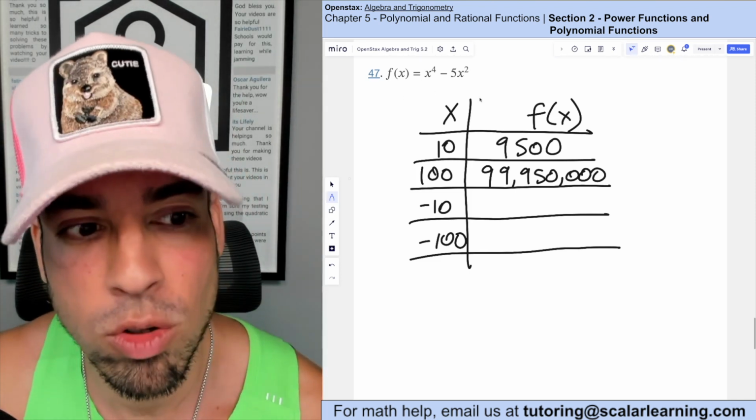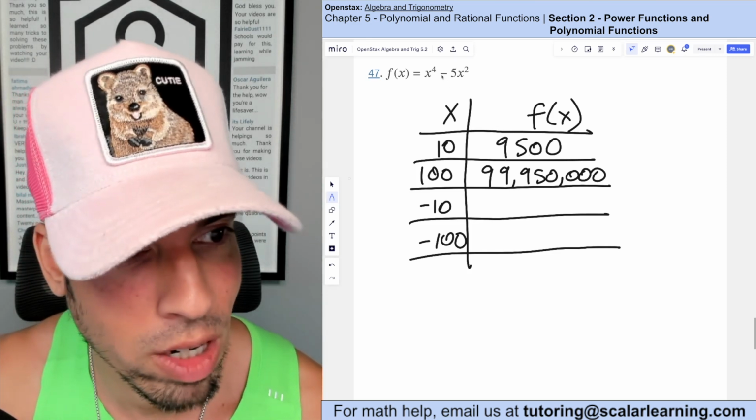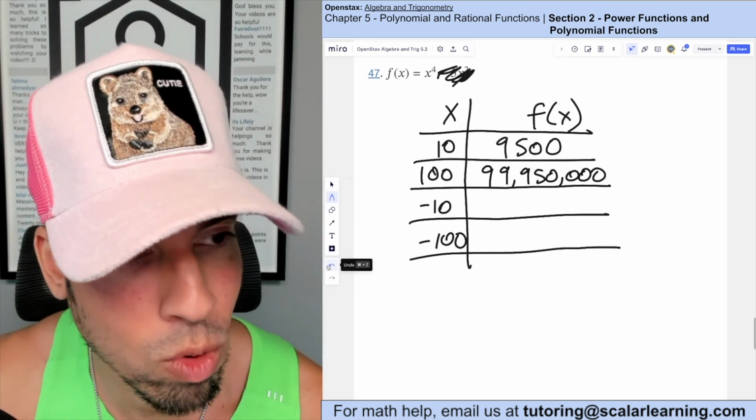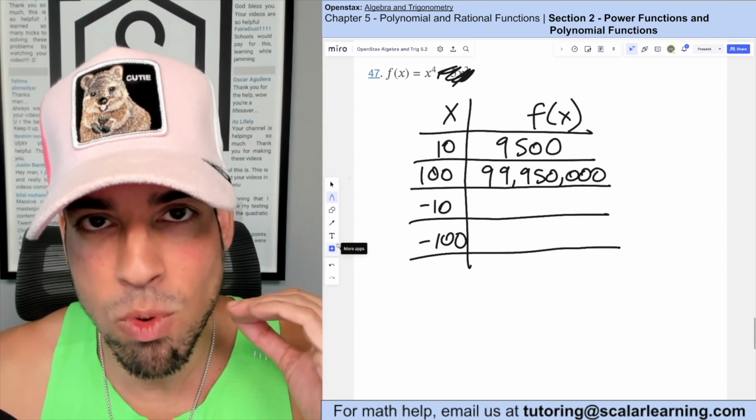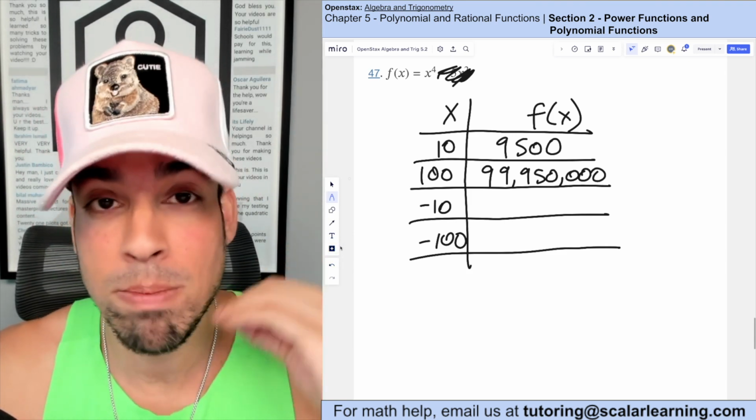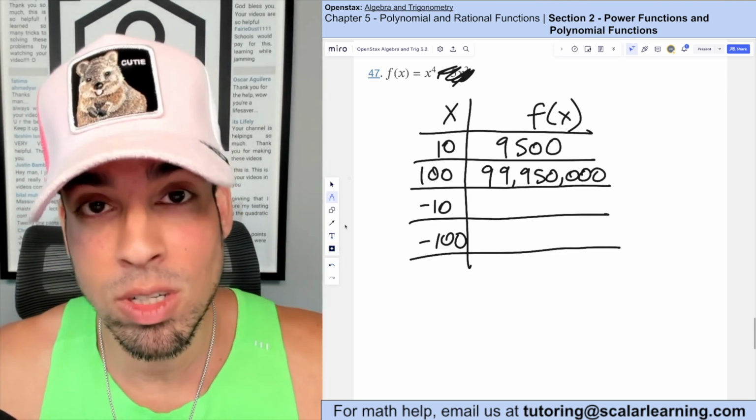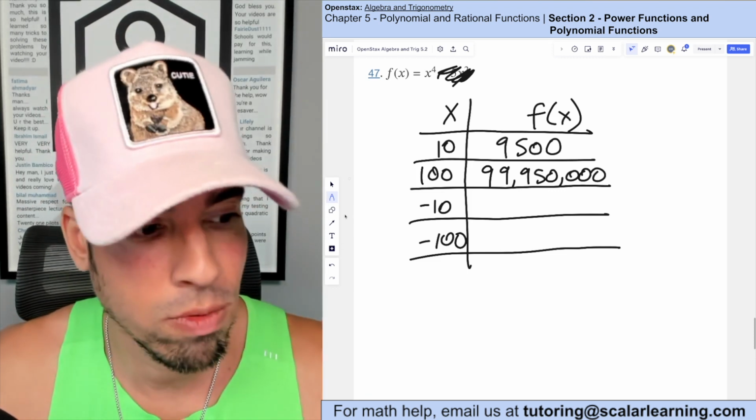And really, you don't even need to plug these values into the table. You can kind of look at the leading term and be like, well, of course, as x gets really, really big, x to the fourth is also going to continue to get really, really big because it's just x times itself 4 times.